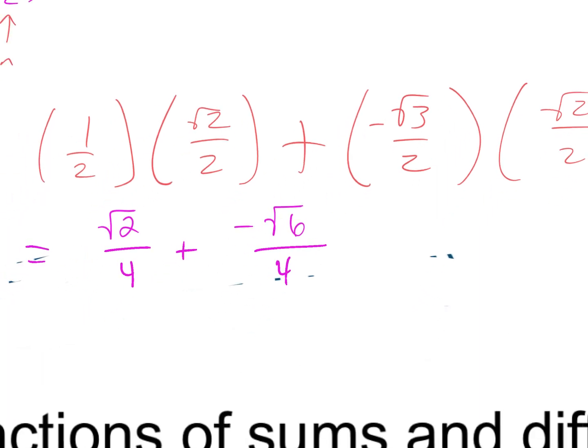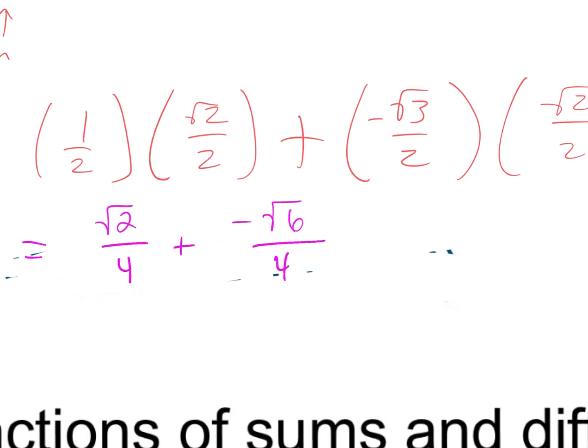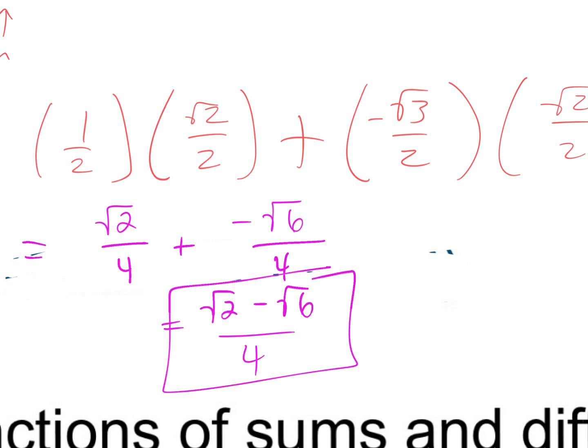4. Now, guys, at this point, are the square root of 2 and the negative square root of 6 like terms? No, you cannot combine those. But what do you notice about the denominators? They're the same. So you would rewrite this as the square root of 2 minus the square root of 6 over 4. That is it. When they say exact value, you're going to have square roots in your answer, and there's nothing wrong with that.